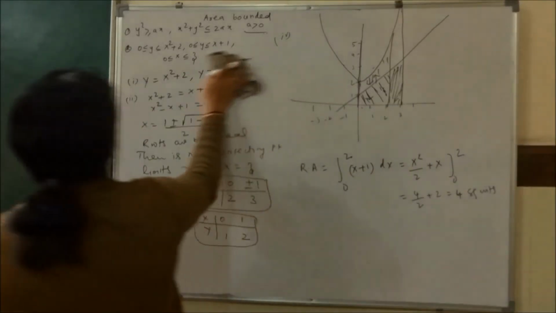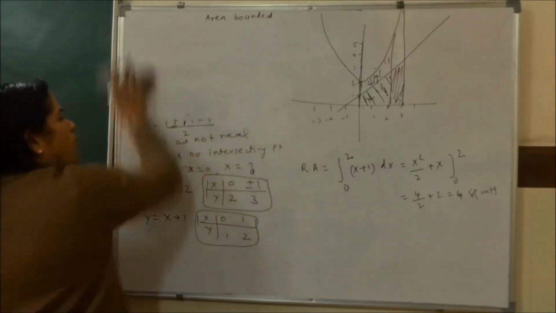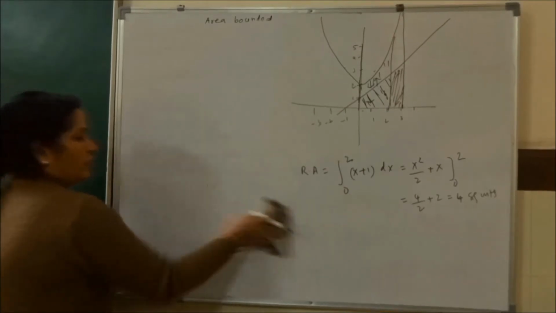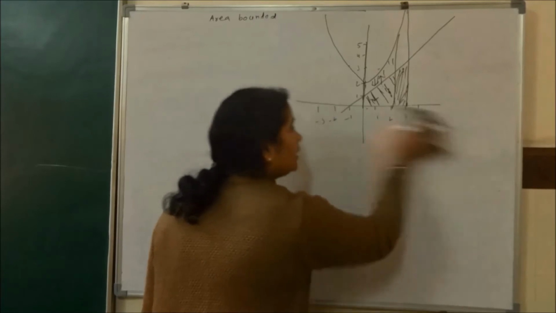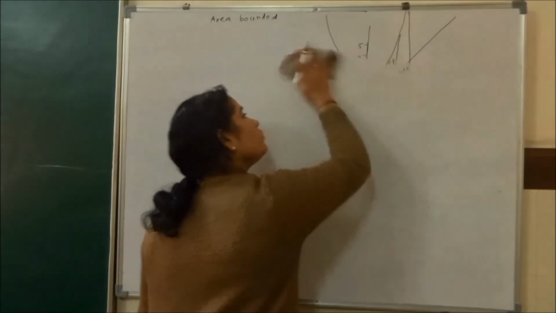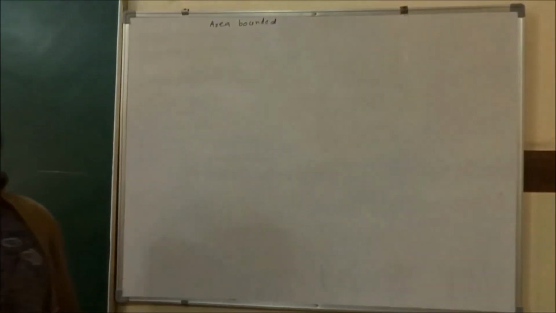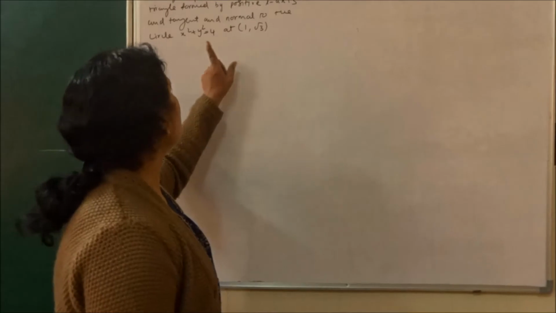Okay, now let me take another question. Anyhow, you have to consider the inequality at the time of drawing this diagram. Okay, if it is less than or equal to, do the shade below the region. If it is greater than or equal to, take the shade above the boundary. That is what you have to consider.